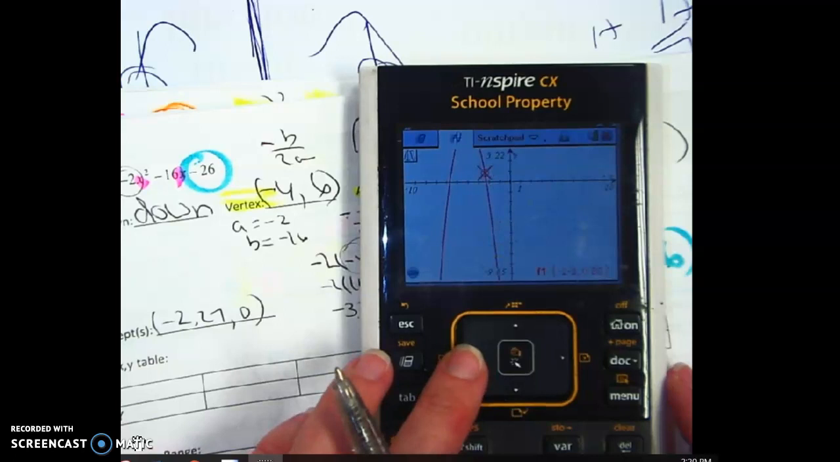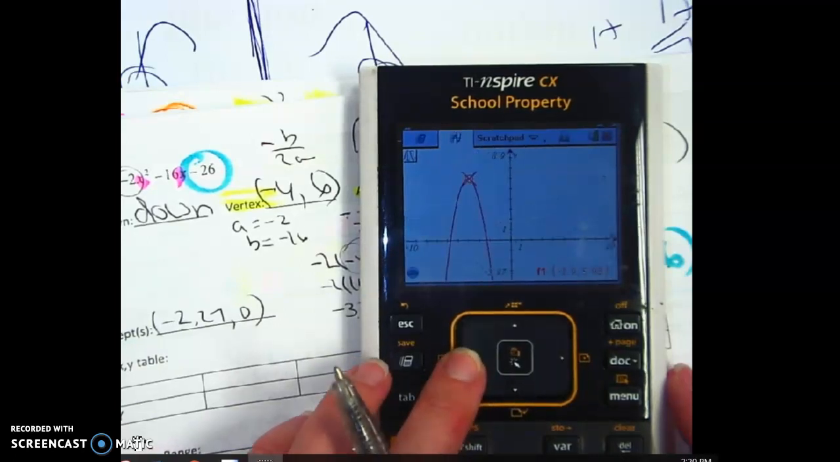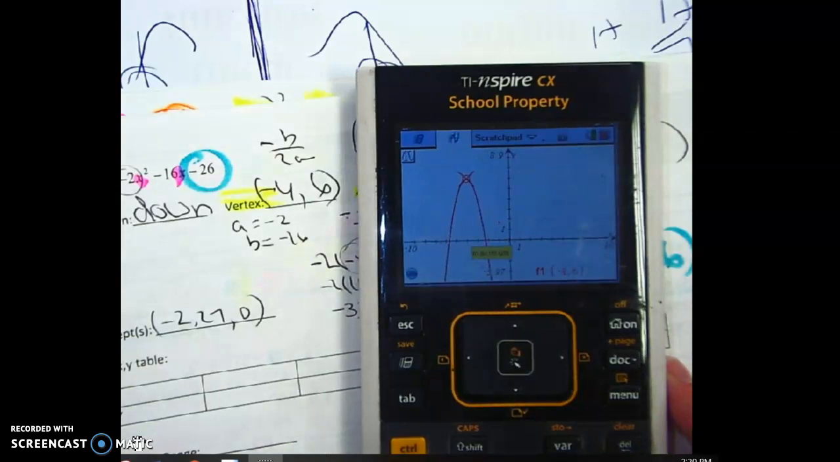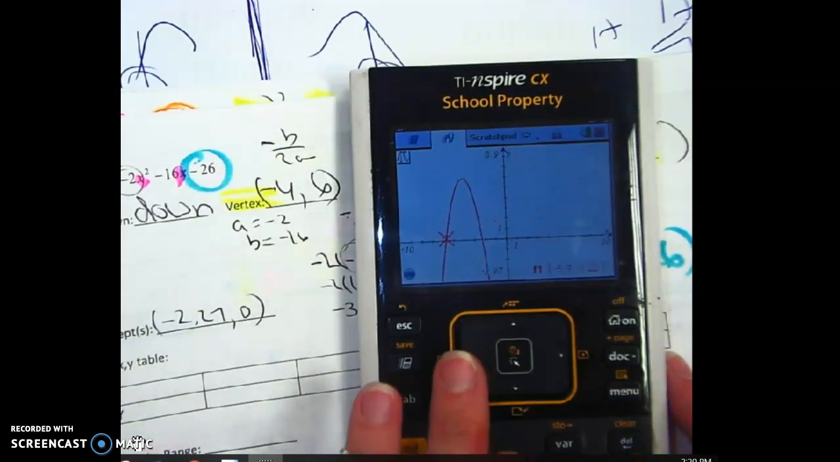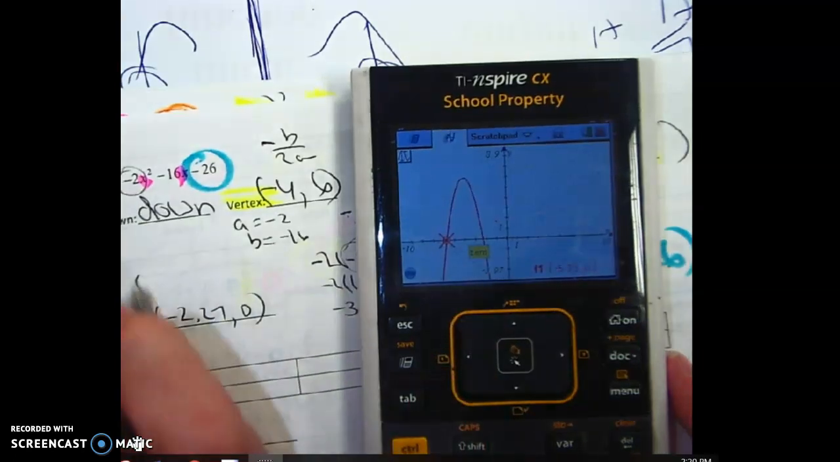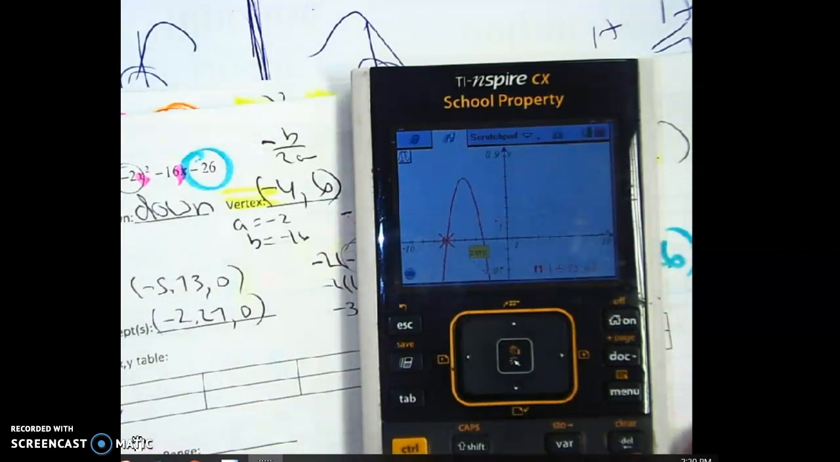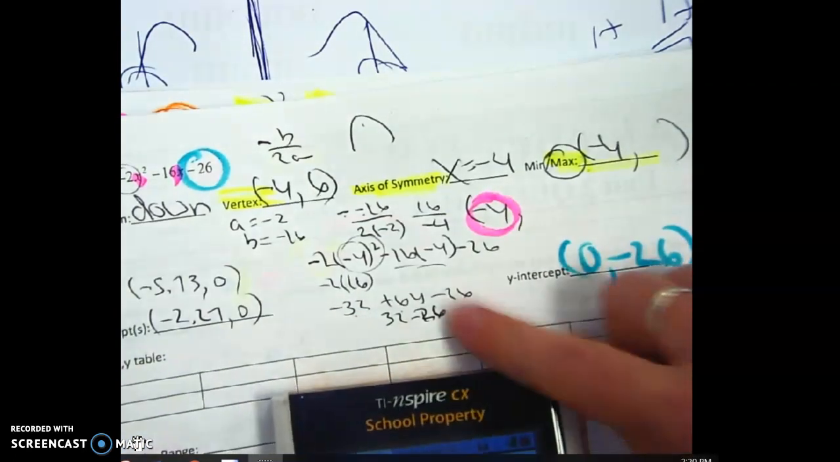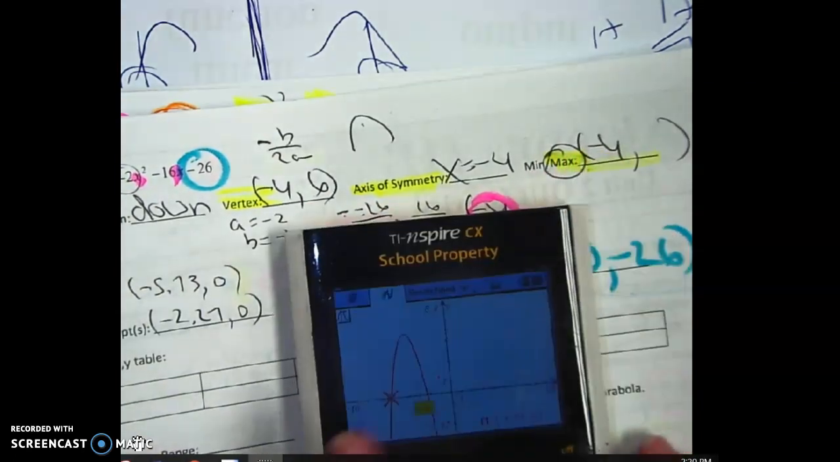Oops. -4.6. Okay, so I must have messed up when I solved by completing the square. Since I'm here, why don't I get the other x-intercept? -5.73, 0. By the way, if I'm getting decimals, I know that I'm not going to be able to factor. So let me finish with this one. We got -4.6. So I must have done something wrong over there.